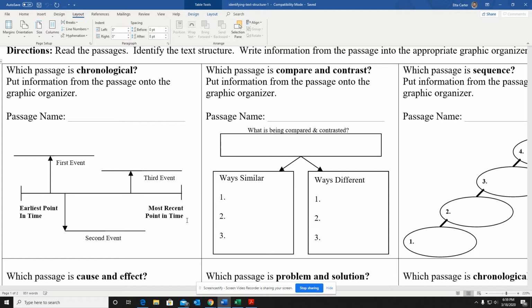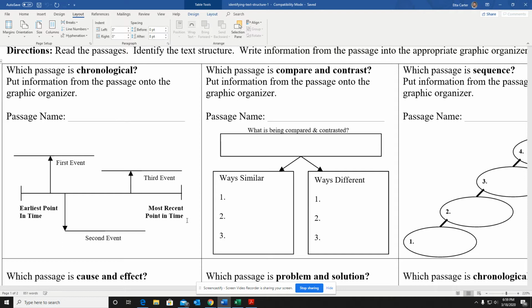In 2011, I took a job as an assistant principal. In 2015, I took a job as an adult education director. So I'm talking about my life in chronological order. What happened first, second, third. These words are indicators of chronological order, and also dates.